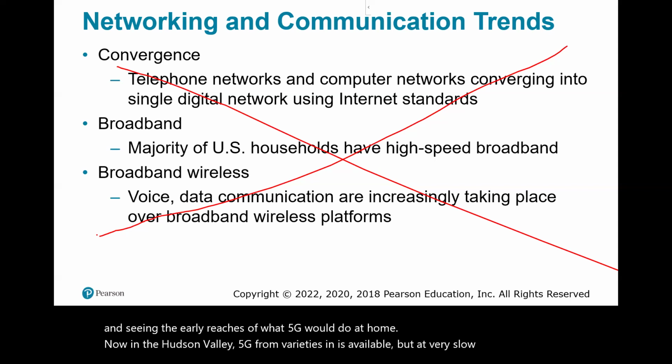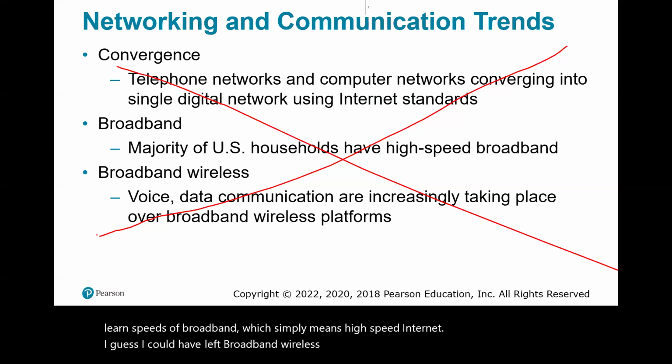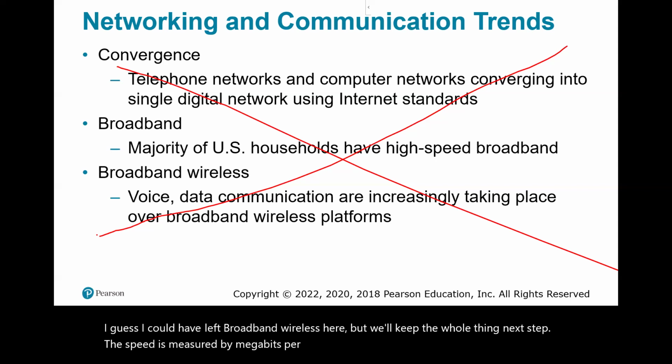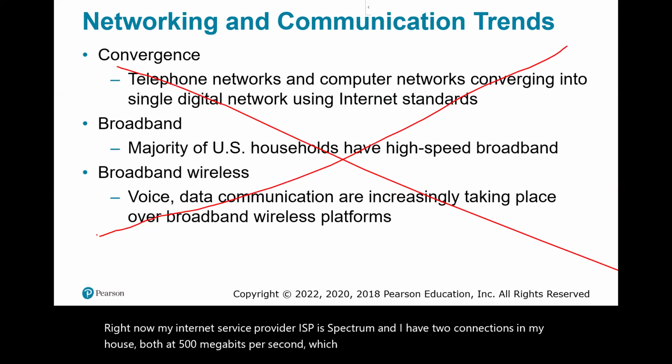We'll learn speeds of broadband, which simply means high-speed internet. I guess I could have left broadband and wireless here, but we'll keep the whole thing. The speed is measured in megabits per second. Right now, my internet service provider, ISP, is Spectrum, and I have 2 connections in my house, both at 500 megabits per second, which is a half a gigabit.